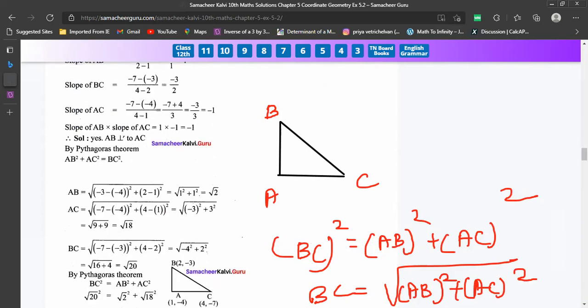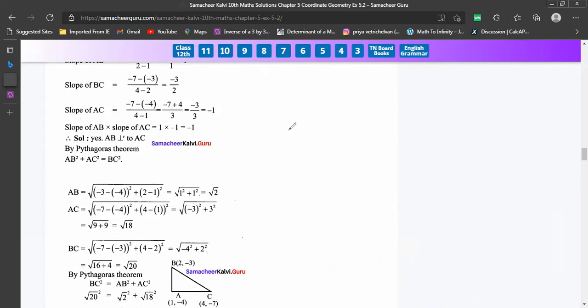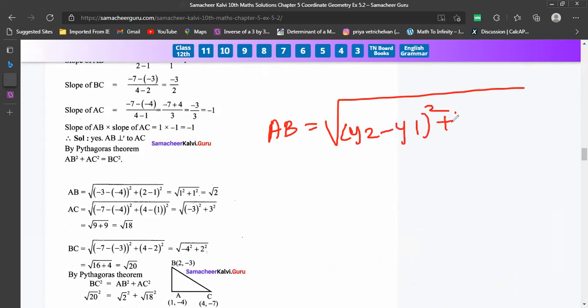So you know the value of AB square and AC square. How will you find AB? Let me tell you how to find AB, AC and BC. Square root of y2 minus y1 the whole square plus x2 minus x1 the whole square. This is how we will find the length of the line.